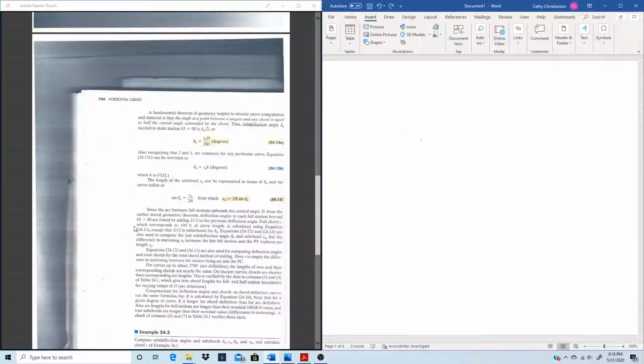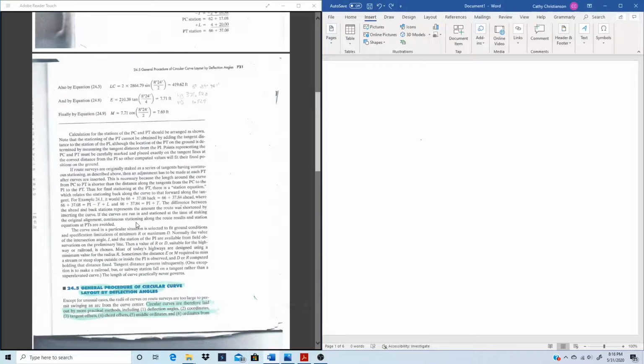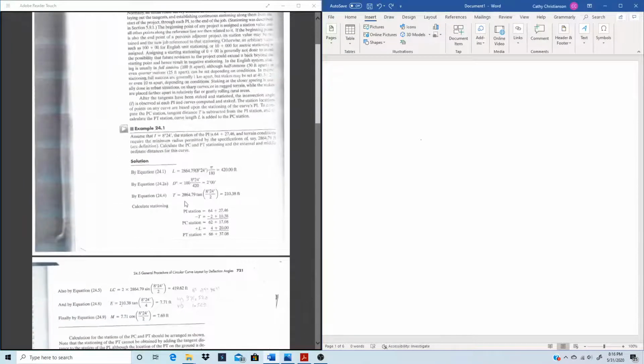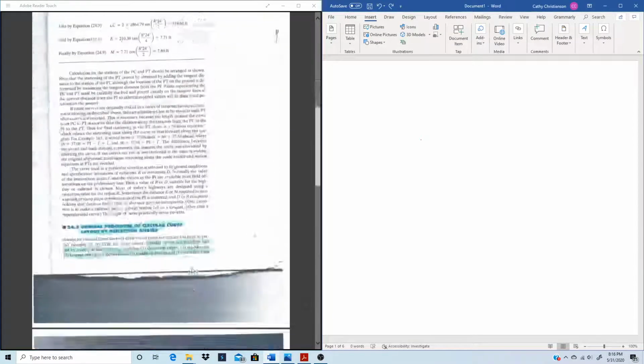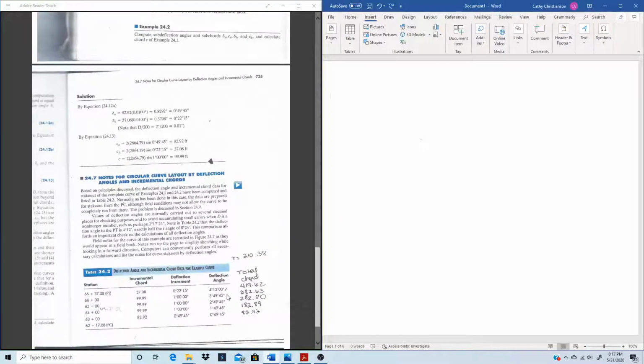I'm going to pick up where we left off the other day. We worked example 24-1 in the textbook, and I went through how to do some of the curve equations. And then in the last 30 minutes, I went over the curve table. So I'm going to talk about the curve table in depth.